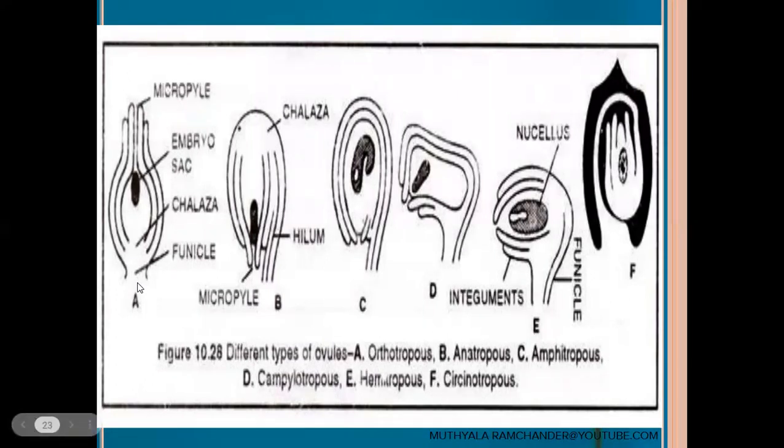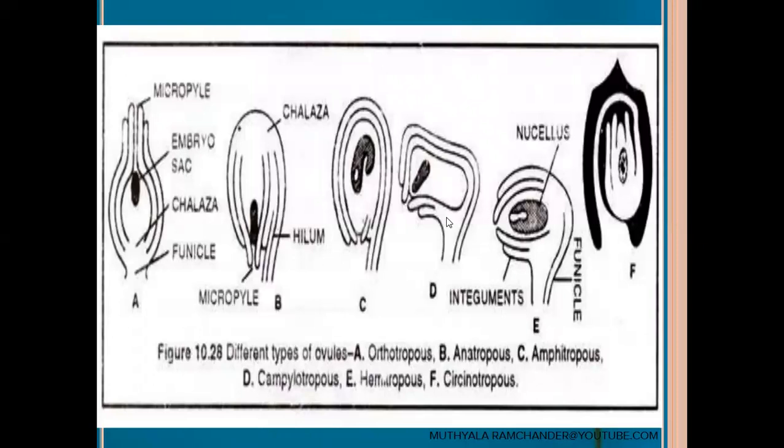First one, Orthotropous ovules: funicle, chalaza, embryo sac, micropyle parts are arranged in a linear position. Anatropous ovules: micropyle, embryo sac, chalaza are arranged in a linear position, and the micropyle part is on the lateral side of the hilum or funicle. This type of ovule is called Anatropous. Amphitropous ovules mean micropyle, embryo sac, chalaza arranged in a linear position, but the embryo sac is curved in shape, and the micropyle part is present near the hilum or funicle. These are called Amphitropous ovules.